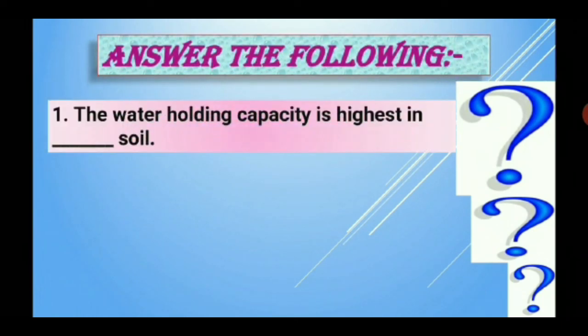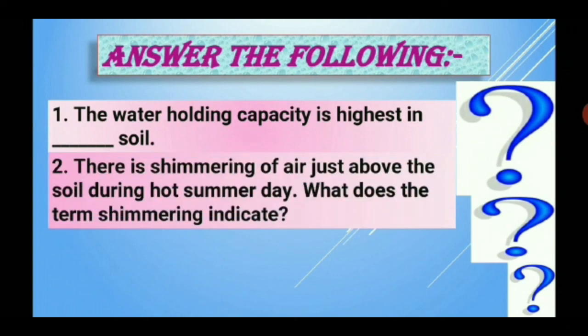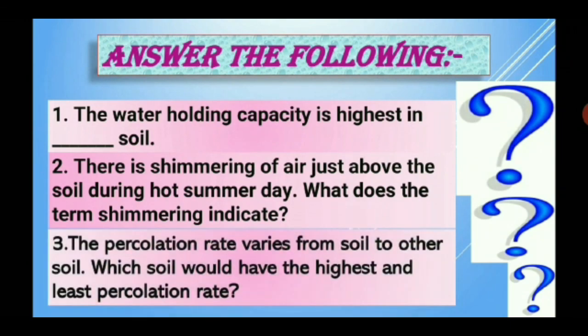Now let's answer the following questions. Question number 1. The water holding capacity is highest in blank soil. Question number 2. There is shimmering of air just above the soil during a hot summer day. What does the term shimmering indicate? Question number 3. The percolation rate varies from one soil to another. Which soil would have the highest and least percolation rate? So students, find out their answers and note them down in your notebook.